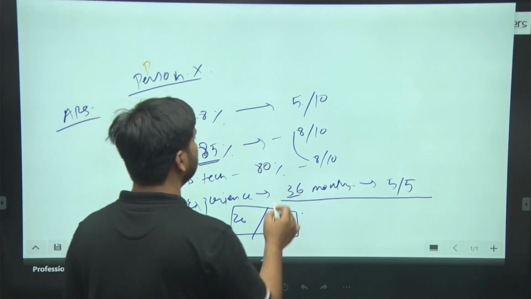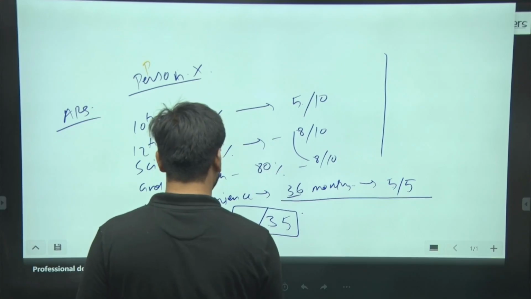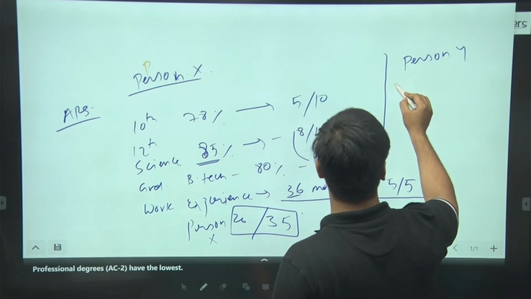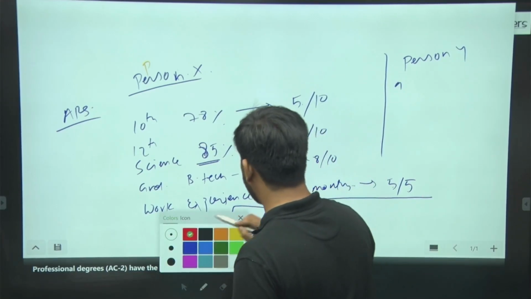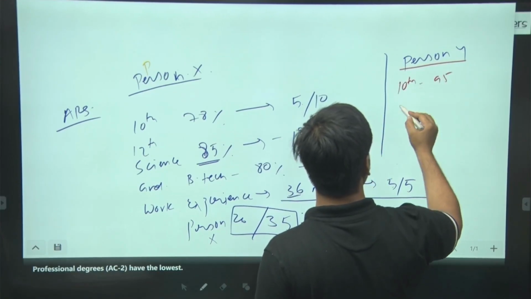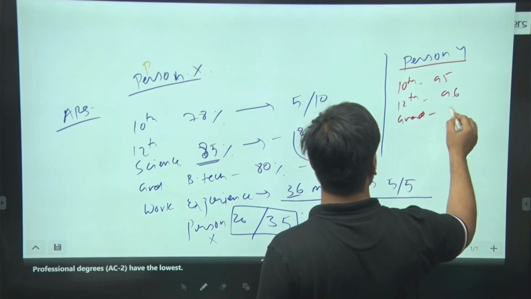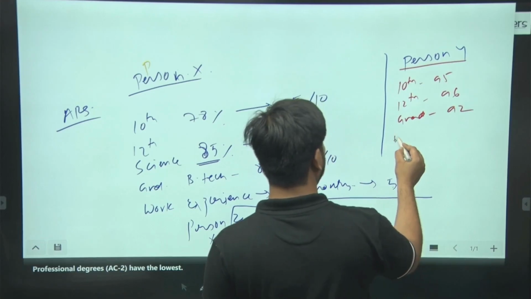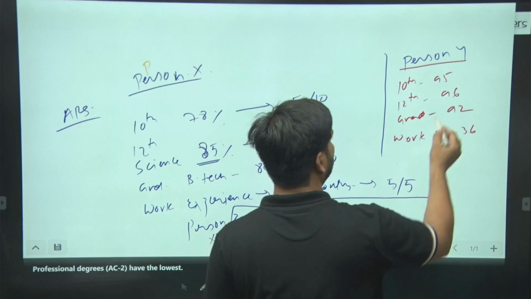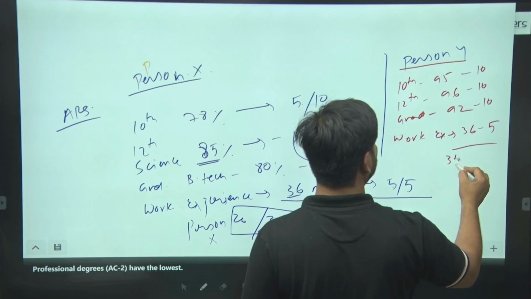Now, this is person X. Say person Y, we'll take another example. In 10th, person Y has got 95%. In 12th, he has got, say, 96%. In graduation, he has got 92%. And work ex again, he has got 36 months in some multinational company. Now, he gets 10 points here, 10 points here, 10 points here, and 5 points here. So he got 35 on 35 points.